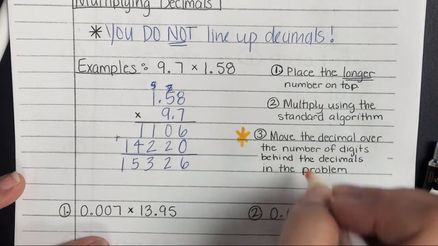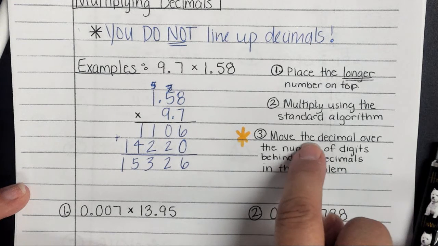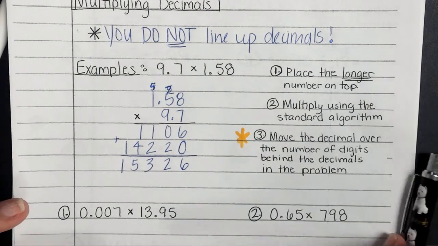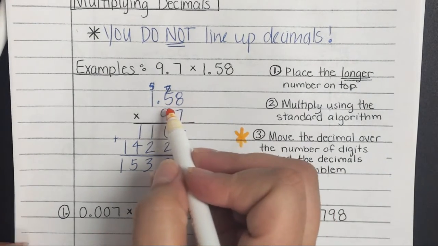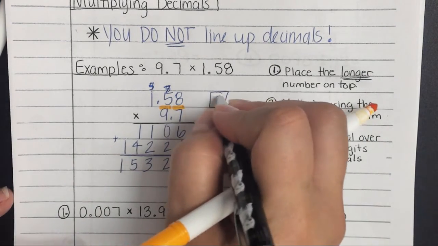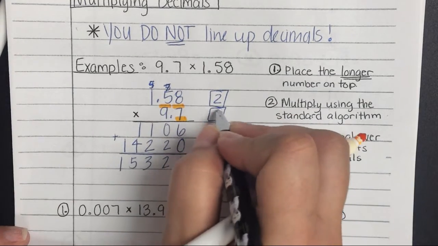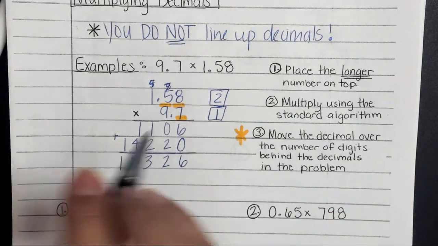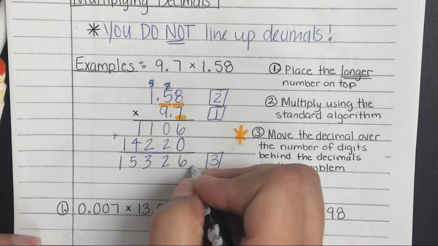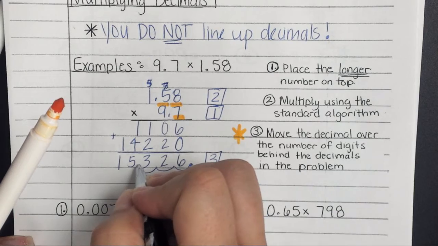This is your main process with multiplying decimals. We have to move the decimal over the number of digits behind the decimals in the problem. So let's look at this. How many decimal places are behind the decimal in this one? 2. Okay? I'm going to draw a little square out here. There's 2 here. How many decimal places behind this one? 1. Okay? So, in my answer, how many decimal places should I move? 3. Now, guys, you always start from the back. So, here's where my decimal starts, and I'm going to move it 1, 2, 3 times.